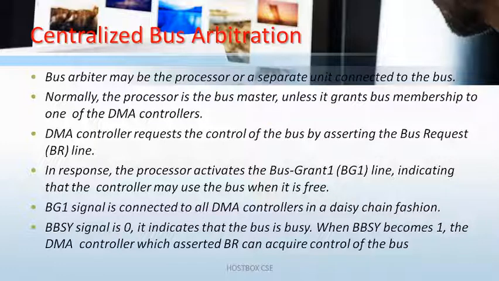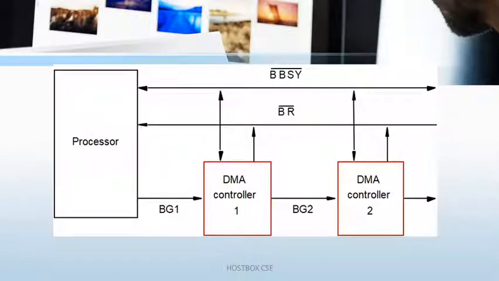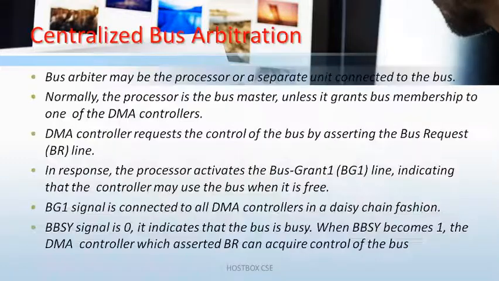The DMA controller also requires control of the bus by asserting the bus request line. BR means bus request line, as you can see in the diagram. Based on the diagram only, we are going to see the explanation now. In response, the processor activates the bus grant 1 line. BG1 means bus grant 1, indicating that the controller may use the bus when it's free.